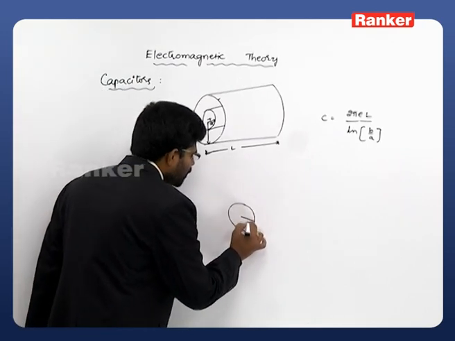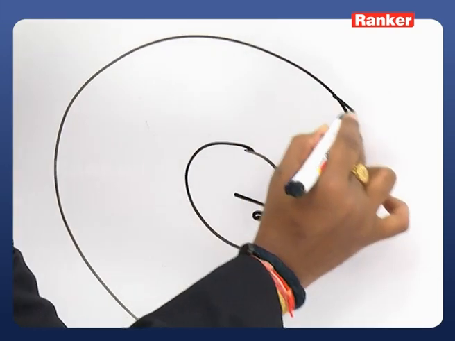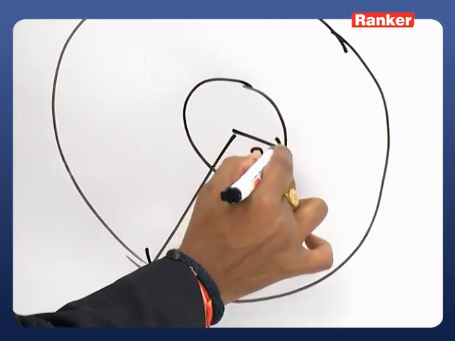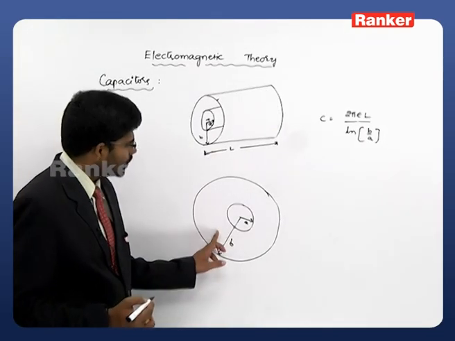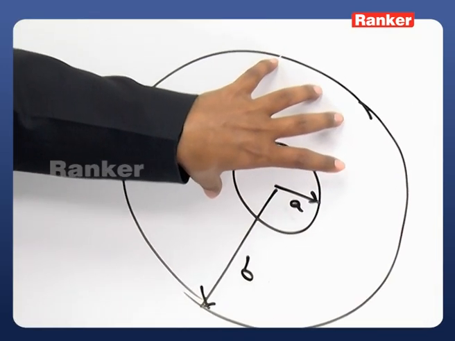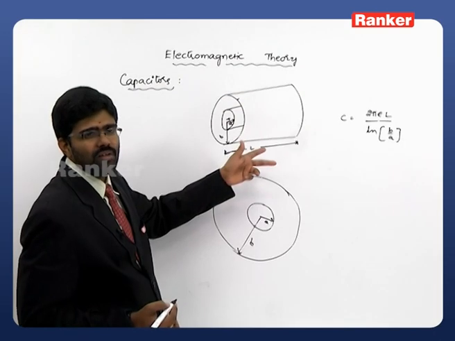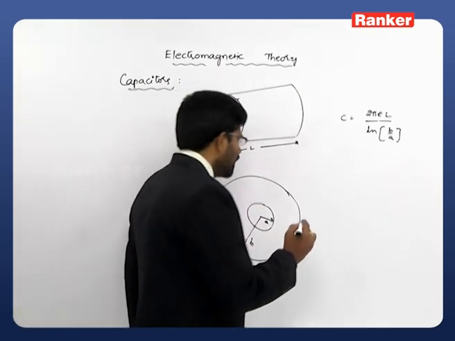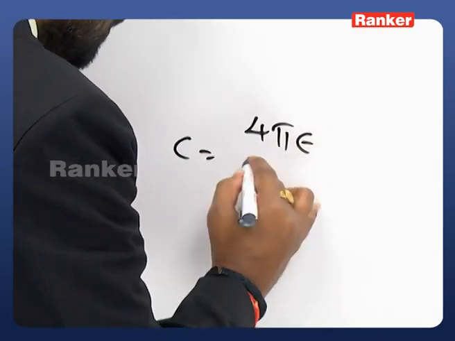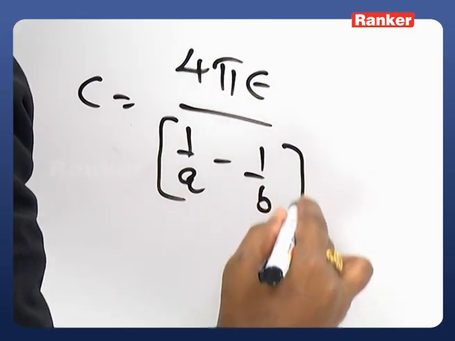Let us take the inner sphere of radius A and another sphere with the same center, that is, these two are concentric spheres. The outer sphere has radius B. Then definitely whenever the potential is applied we need to observe the electric field intensity between them, and using that electric field intensity we have to obtain the capacitance, and the final equation will be like this, that is 4 pi epsilon divided by 1 by A minus 1 by B.